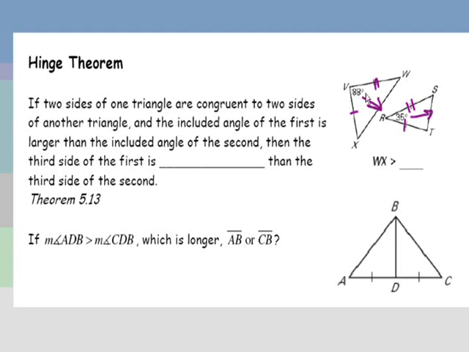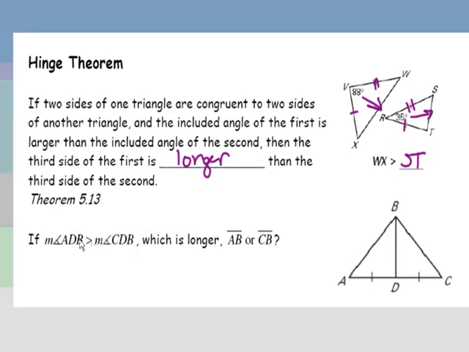Well, clearly, the bigger angle is going to be across from the longer side. So the third side of the first is going to be longer than the third side of the second. So WX over here is going to be greater than ST.